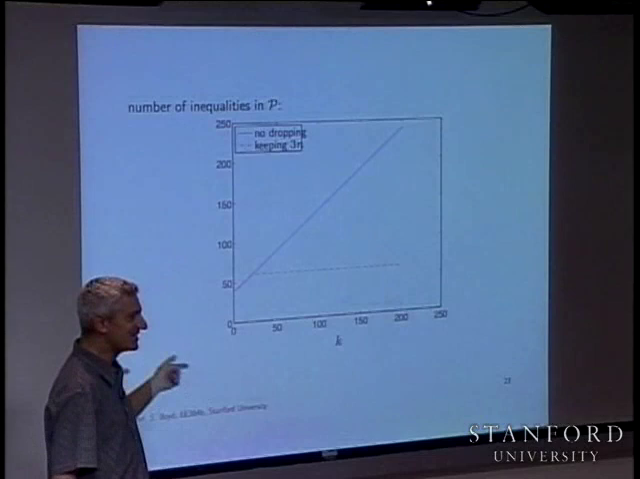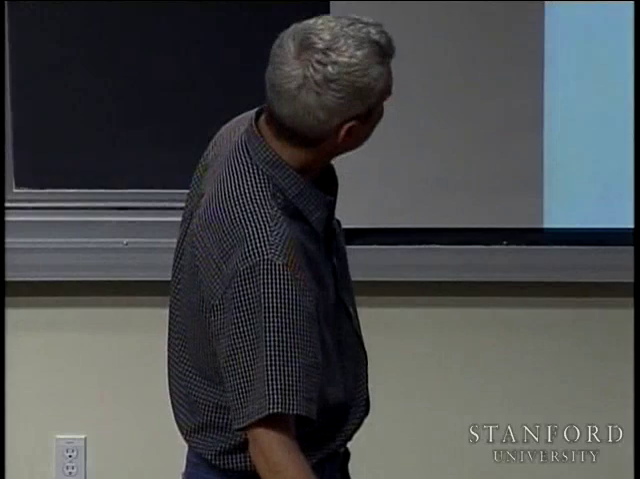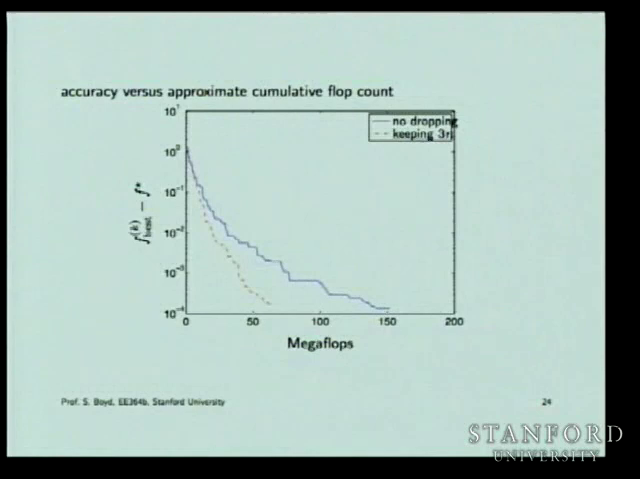Okay. I guess we figured this out on our own already, so there's nothing to say about this. This is the number of steps and the number of inequalities. It's kind of a silly plot, I think, right? But anyway, it's all right. Good, that's fine. Okay, now we get to something interesting.